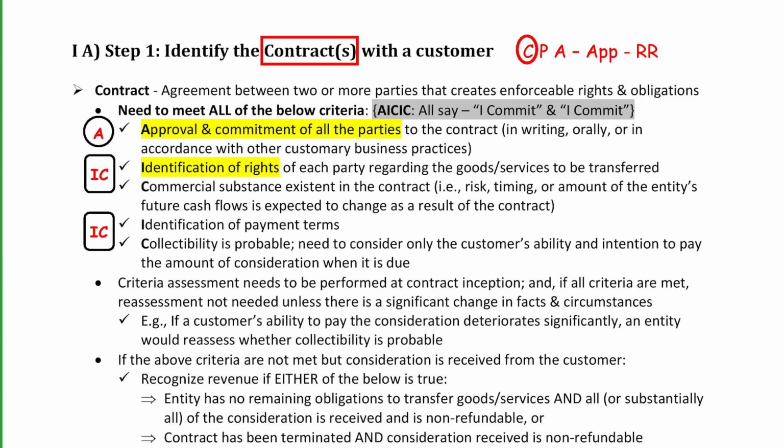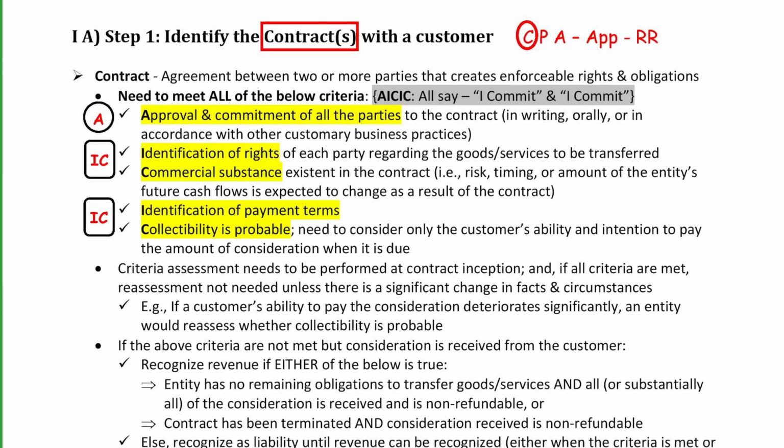The first C is highlight commercial substance that's existent in the contract. The second I is highlight identification of payment terms. And the second C, very important, highlight collectibility is probable. So need to consider the customer's ability and intent to pay the amount of consideration when due.